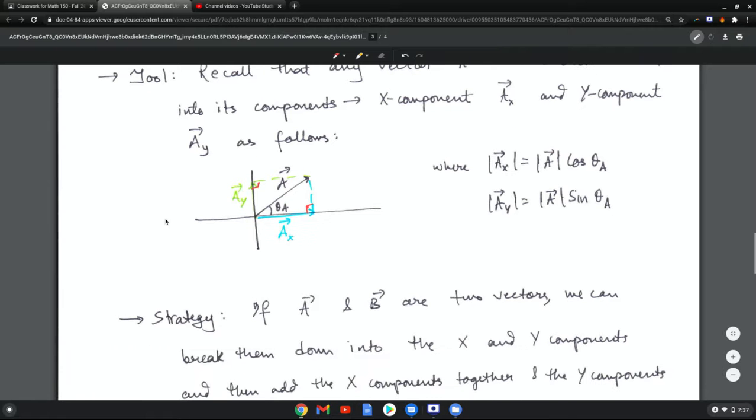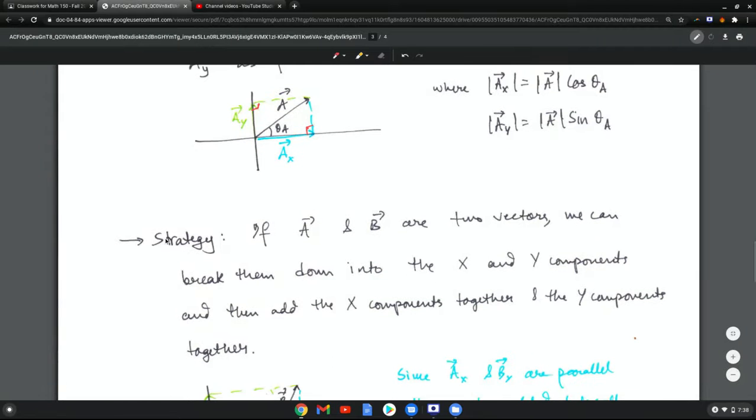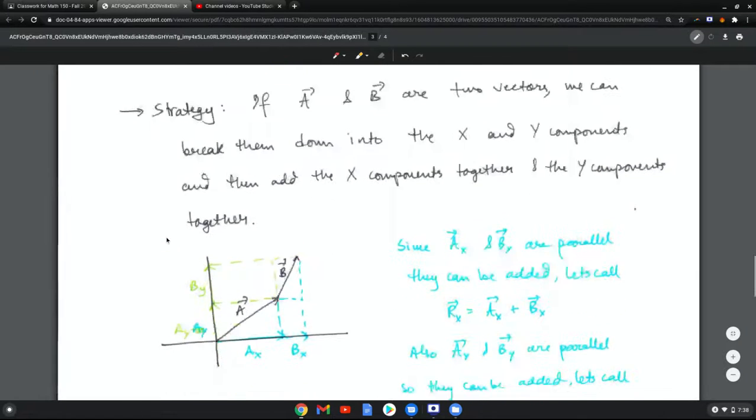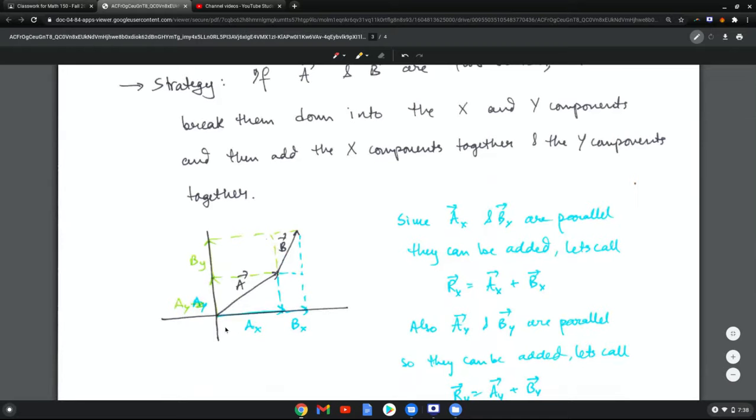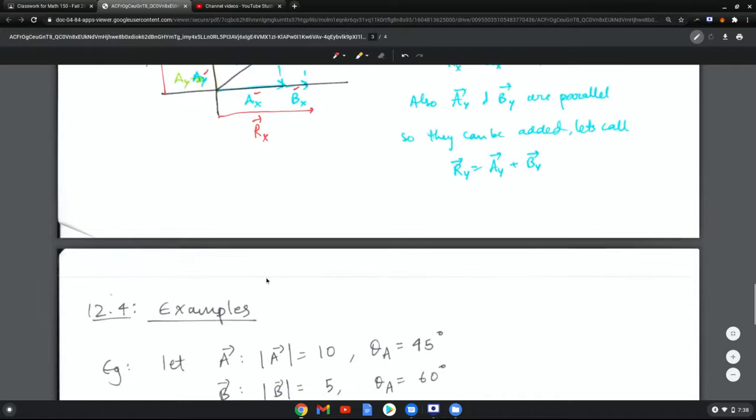Now the strategy is, if A and B are two vectors, you break them down into x and y components, and you add the x components and the y components together. For example, this is A, this is Ax, this is B, this is Bx, this is Ay and By. If you add Ax and Bx, let's call that vector Rx, and we can do that because these are parallel. Similarly, I add Ay and By, and I call that vector Ry. Let's look at an example for that.